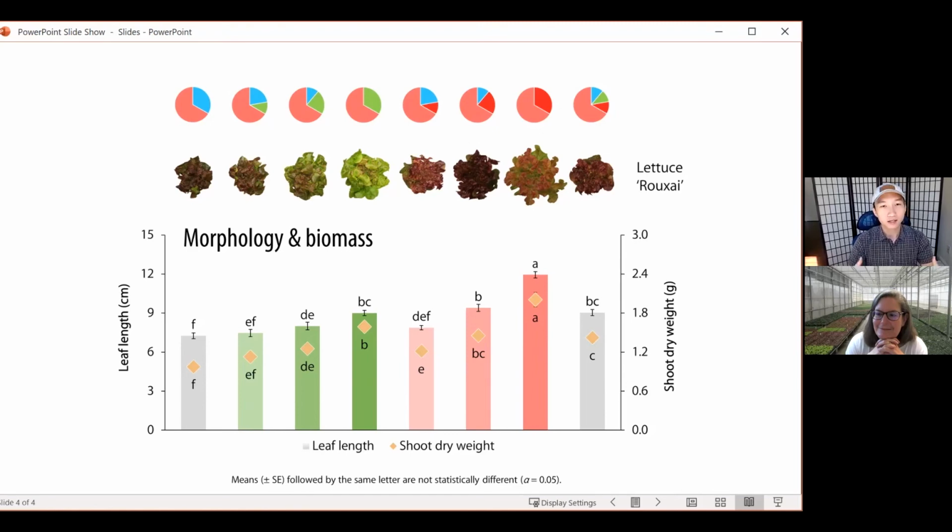Our research can help us understand how different crops respond to different light qualities. And the results can help growers select optimal light combinations to improve crop yield and quality. So growers can increase plant productivity and profitability.